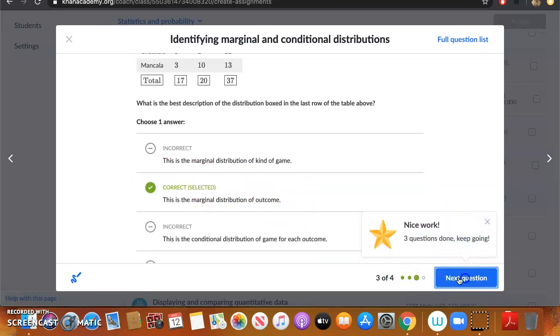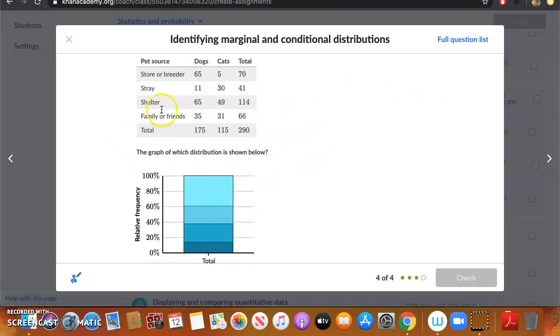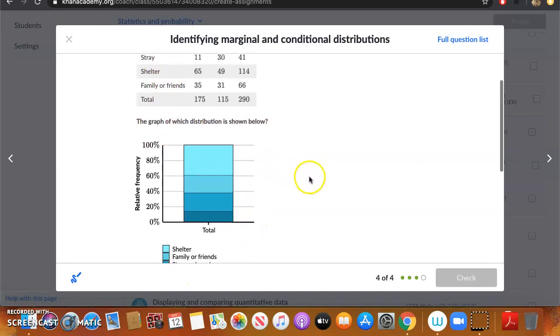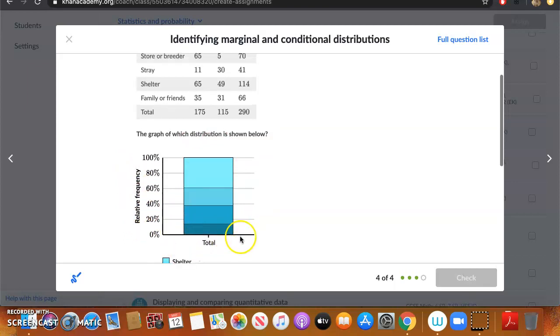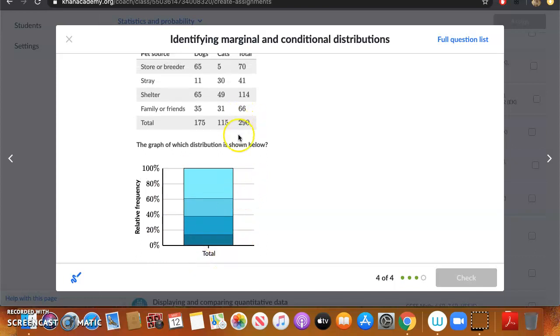And that is correct. And finally, again, a veterinarian collected data about the kinds and sources of pets from his clients. Here's some of the data. This looks like the same data, but now it's presented in a slightly different way. Instead of having 4 bars, we only have 1 bar. The graph of which distribution is shown below? Here we have the relative frequency and then we have the totals. Of the overall total, it's 1, 2, 3, 4.